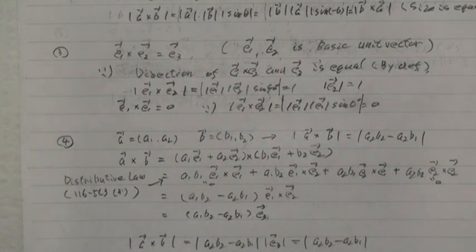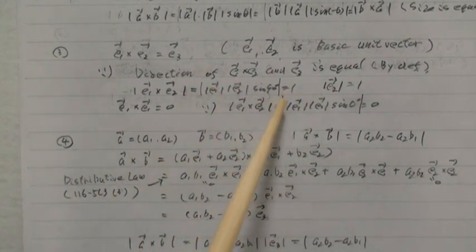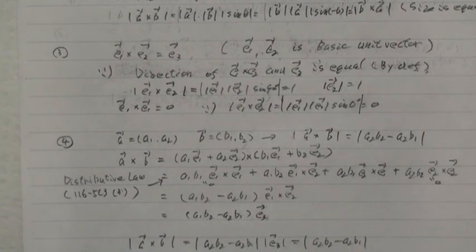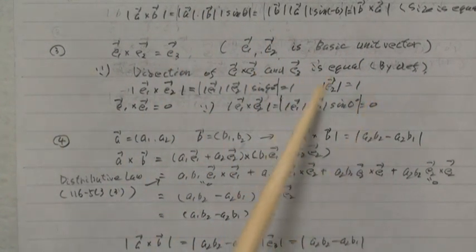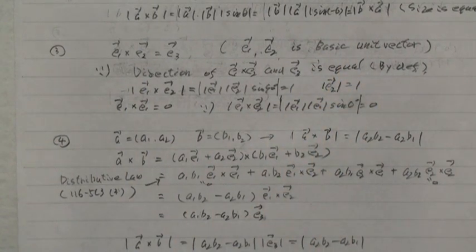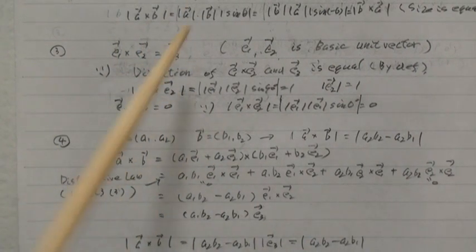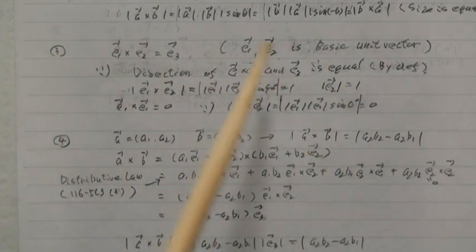And the absolute value of E1 outer product E2 equals, by definition, 1 times 1 times 1, which equals 1, and the absolute value of E2 equals 1, basic unit vector. So the direction and size are equal.